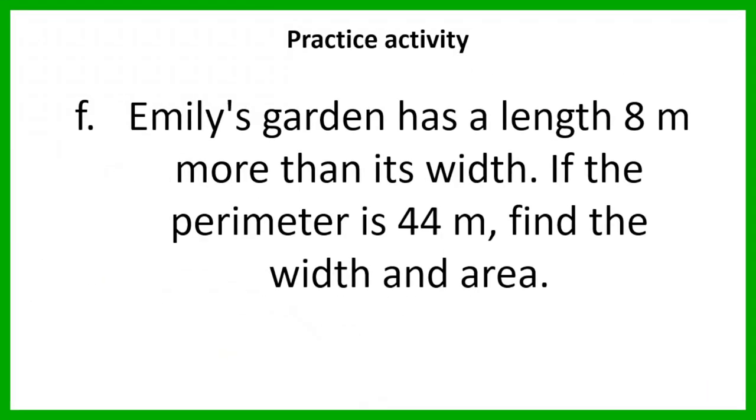Emily's garden has a length 8 meters more than its width. If the perimeter is 44 meters, find the width and area. So this is a rectangular garden, just so that you know. The length is 8 more than the width. We need to find the width and the area if the garden has a perimeter of 44 meters. I'm going to give you 2 minutes to try and solve this word problem.